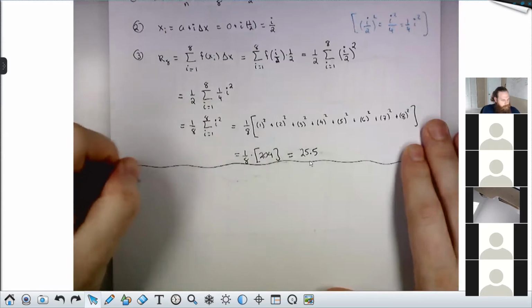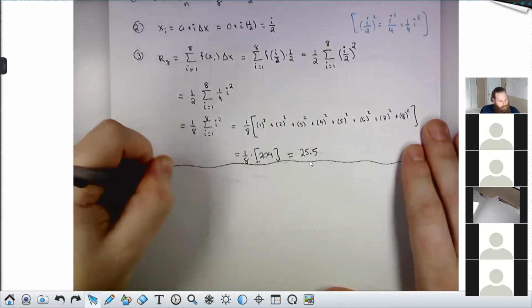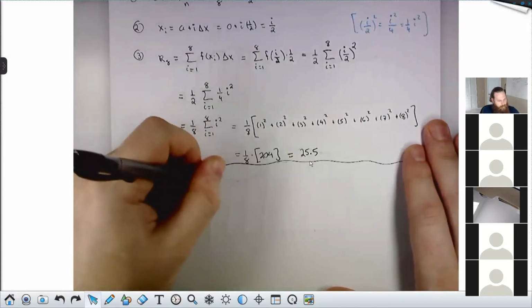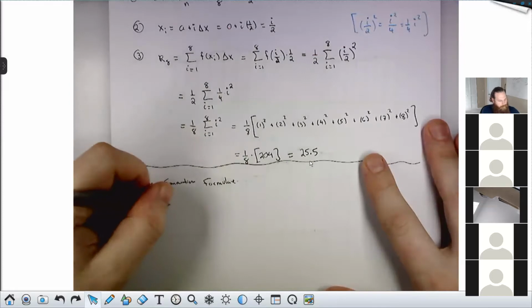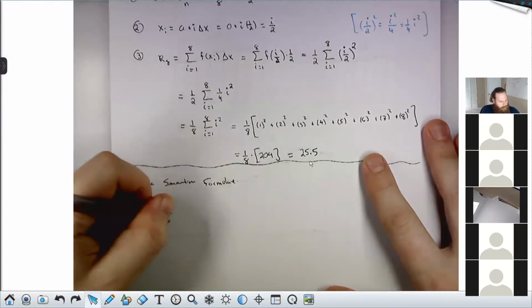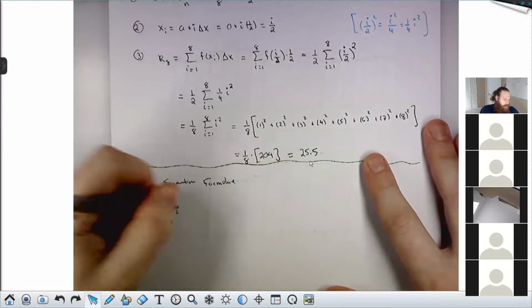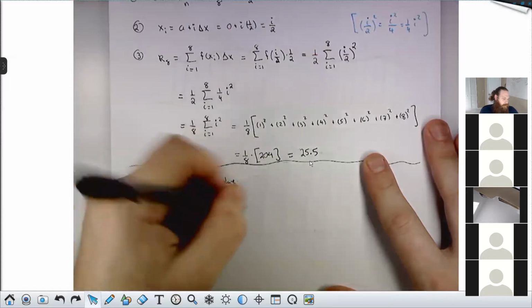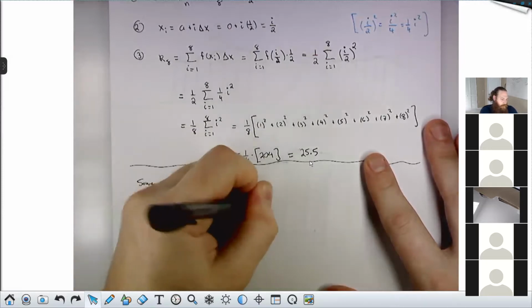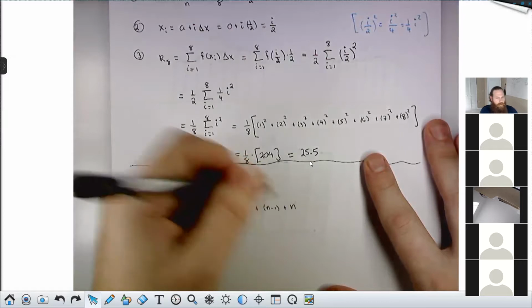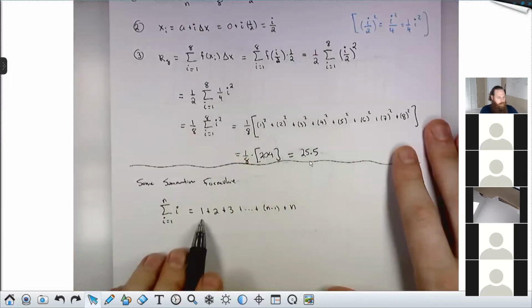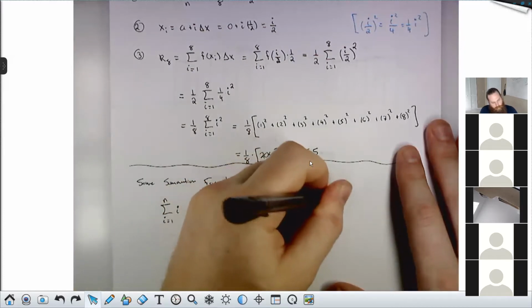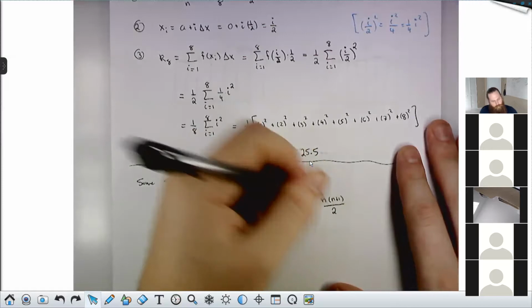Okay, so some summation formulae. The sum from i equals 1 to n of i. This is 1 plus 2 plus 3 plus n minus 1 plus n. If you just add up the first n numbers, this is n times n plus 1 over 2.